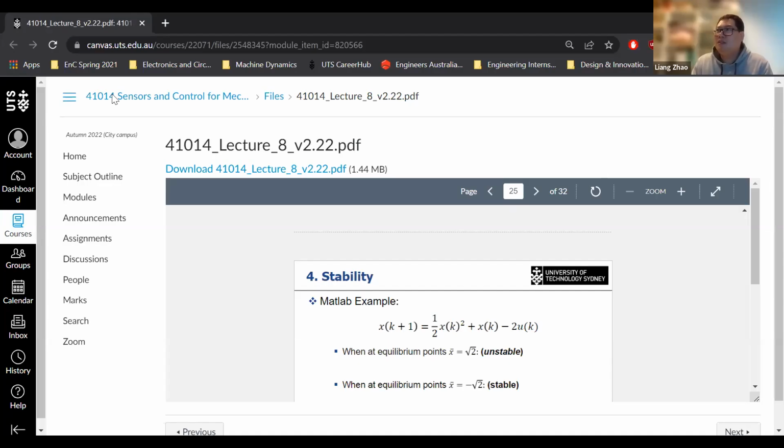I think you need to enable screen sharing here. Oh, yeah, sure. Sorry. I forgot it. Yeah, probably you can do that now.